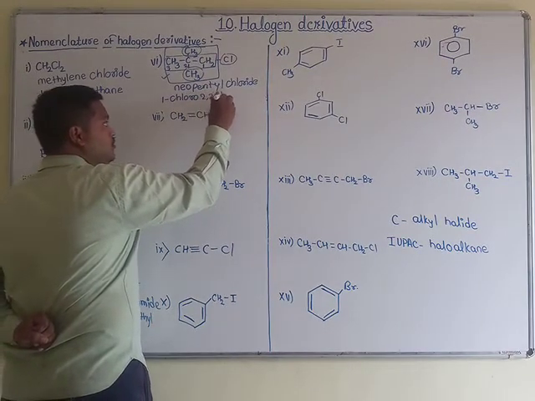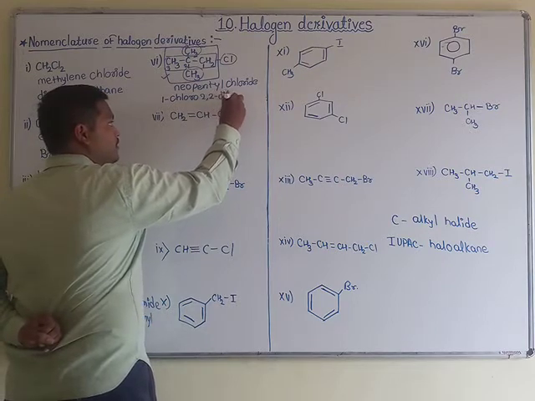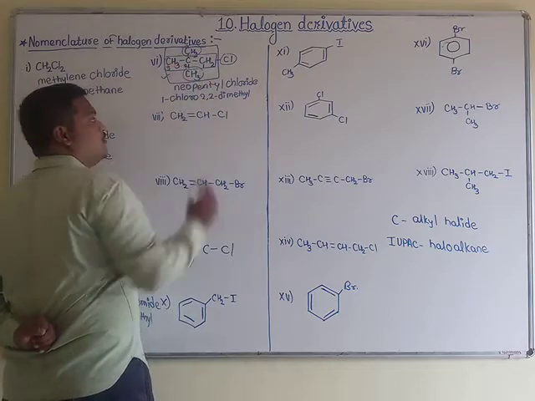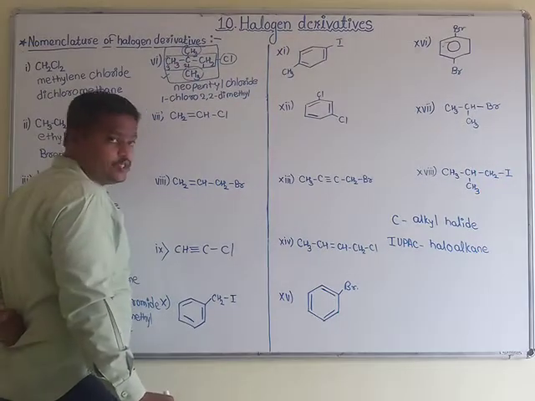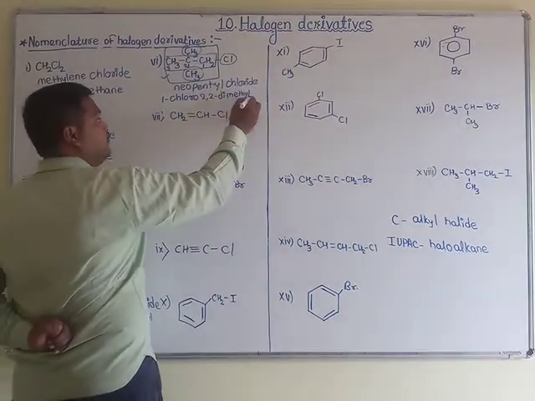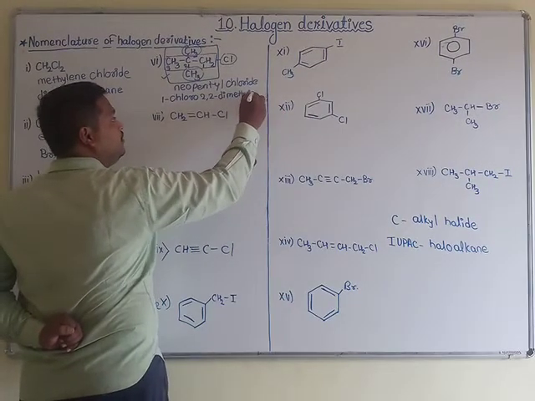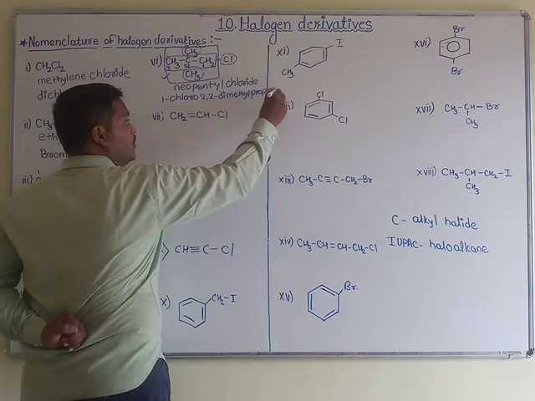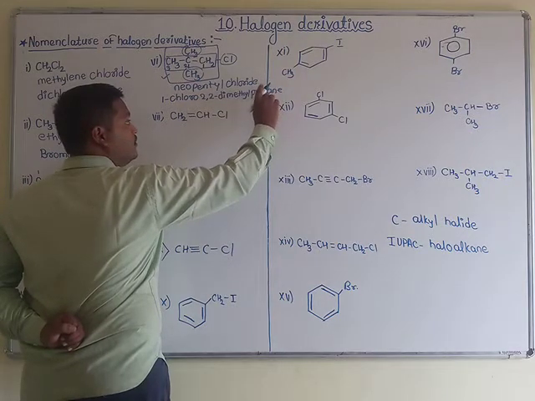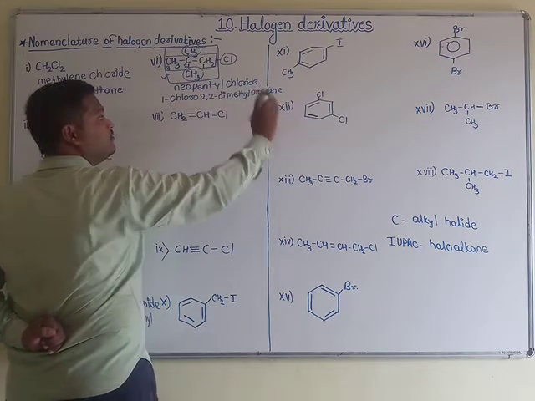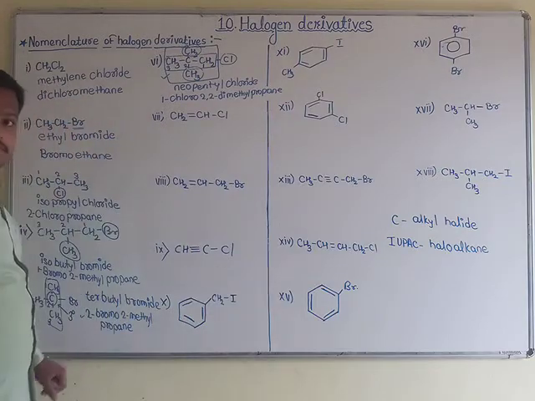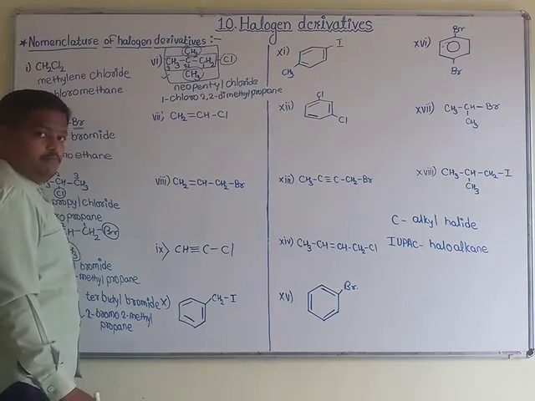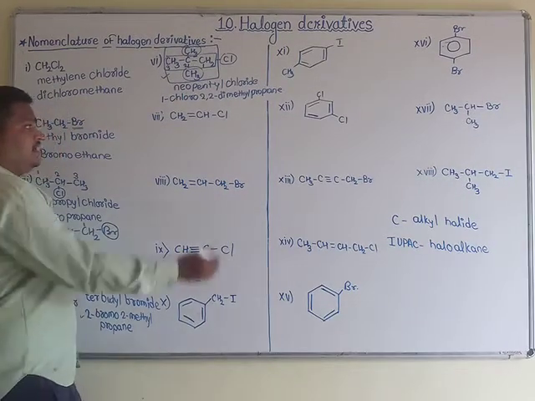2,2-dimethyl, and the total number of carbons present in the straight chain is 3. Therefore, dimethylpropane. Okay. This is the correct IUPAC name of the given compound. See here, the next compound.